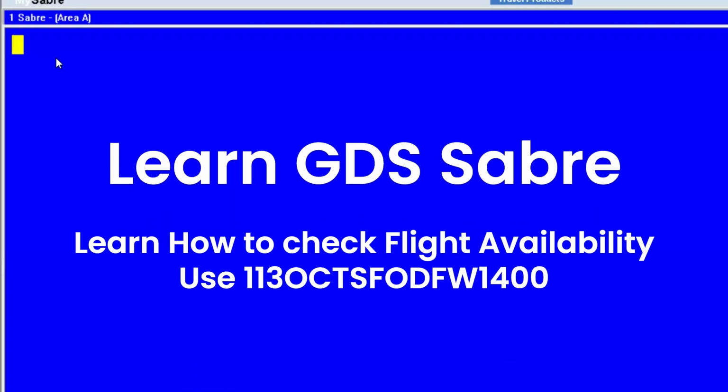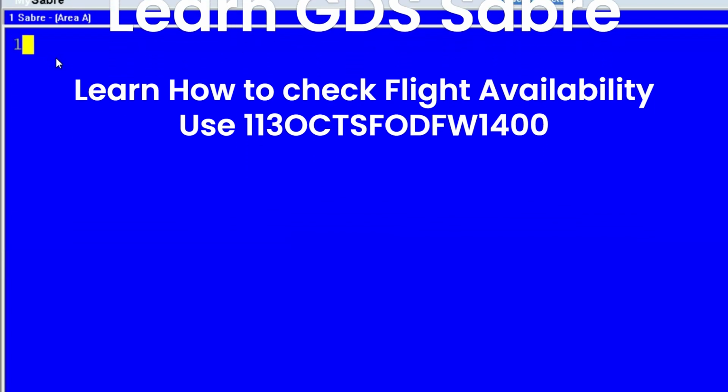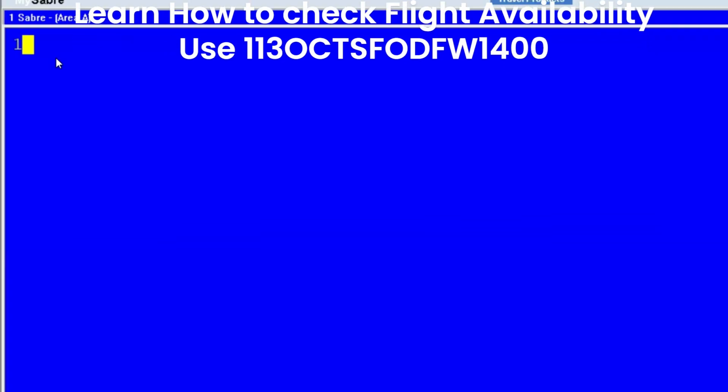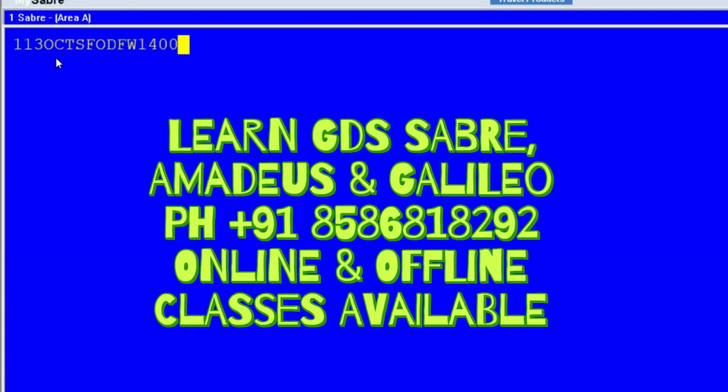Whenever you work for availability, you have to write one. This is called an identification code key. After that, you have to write the desired date, the date you want to check the availability. For training purposes, I'm writing here 13th of October, and then you have to write the departure city. I'm taking San Francisco, and my origin city is DFW, that is Dallas Fort Worth, and I'm going to write here 1400, that is the departure time.